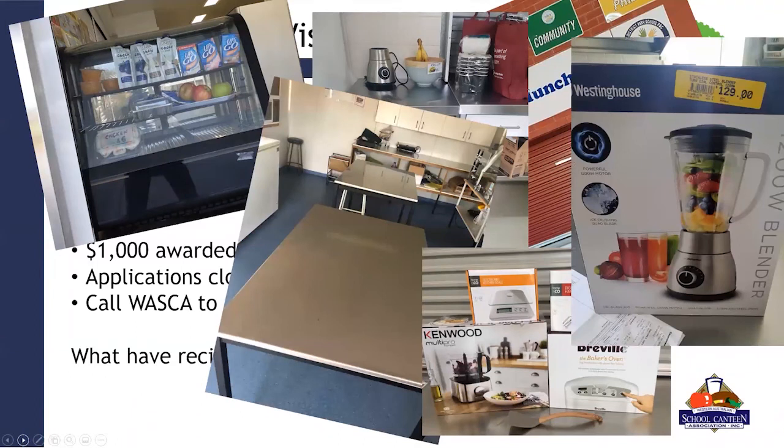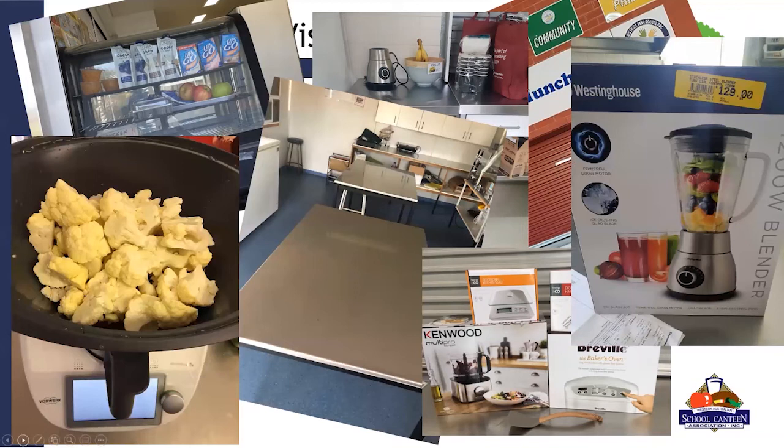Obviously, another school applied for a blender. Clearly, I mean, you can see the price on that blender is $129. So obviously, they had a lot of funds to still play with after that. And a Thermomix. So know that they didn't just apply for a bowl of cauliflower.